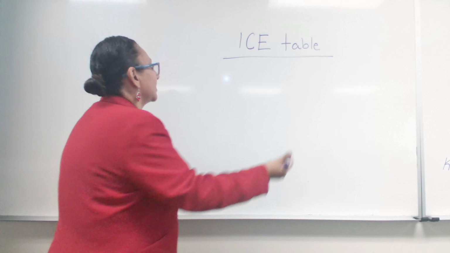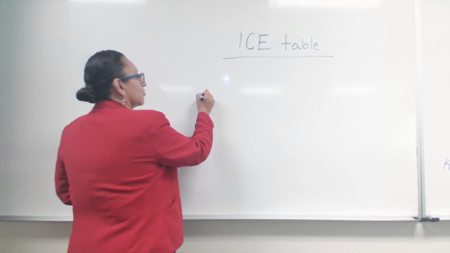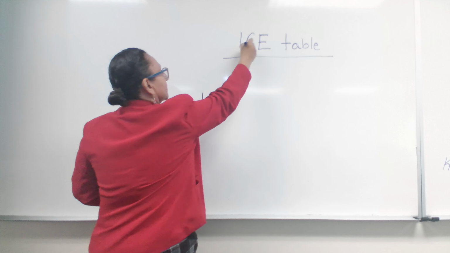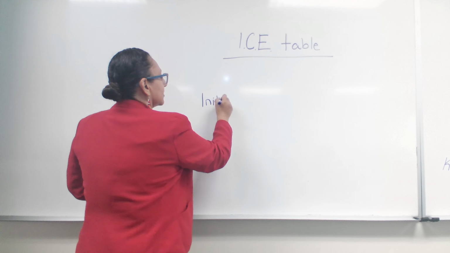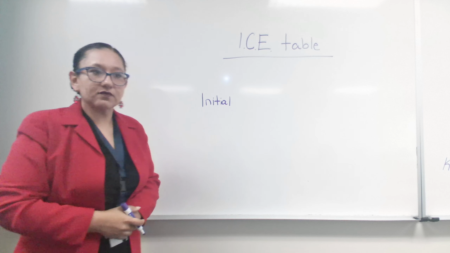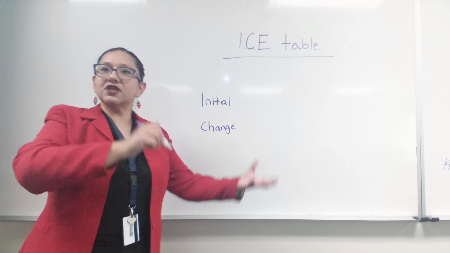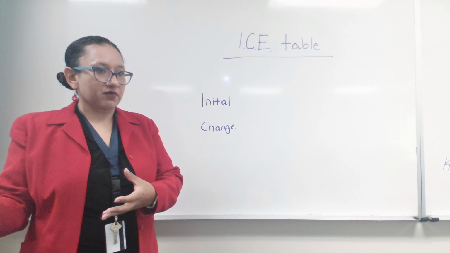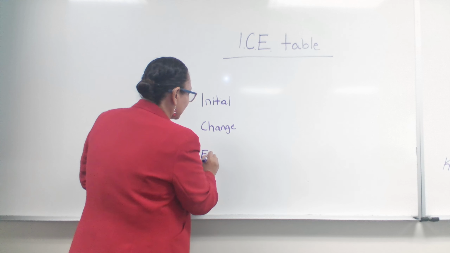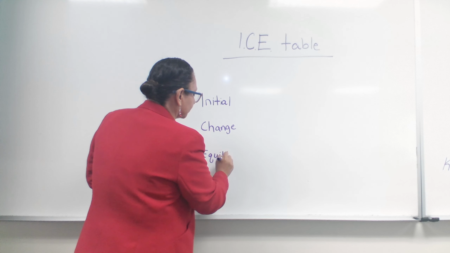Okay, so what an ICE table means is that you're going to take your initial conditions. It's an acronym. I means initial conditions. The C means change, as in what has changed from my initial conditions to my equilibrium conditions. And then E means at equilibrium.